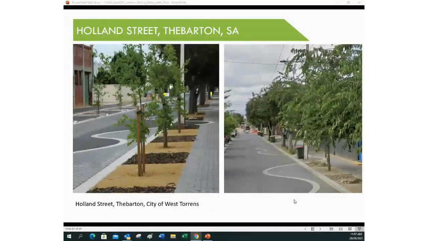You can be creative with this stuff. This is City of West Torrens. I used to work there. It's a local Adelaide council, western suburbs. They wanted to get the benefit of the root deterrent effect around the trees. So they introduced artistic permeable pavement down the street. It's very reminiscent of the City of West Torrens logo, which emulates the River Torrens flowing through the northern side of the council there.